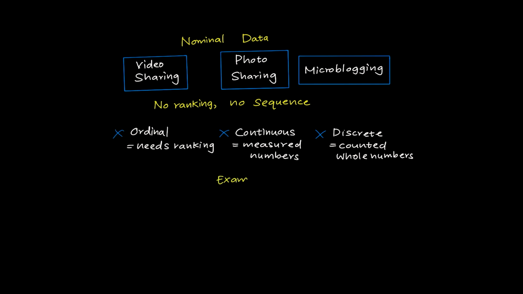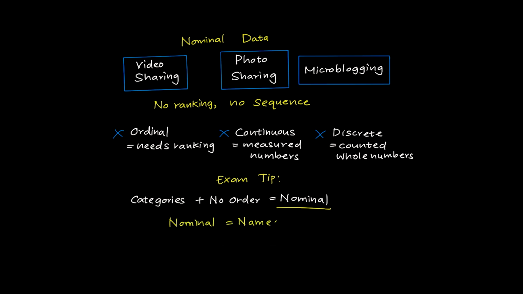Here's a WGU D467 exam tip for you. When you see categories with no ranking, no sequence, and no implied order, that's nominal. The keyword is no order. Quick recall hook: nominal equals names only, no order.